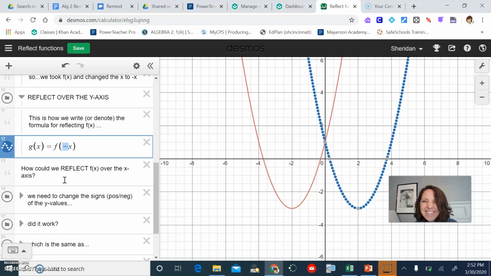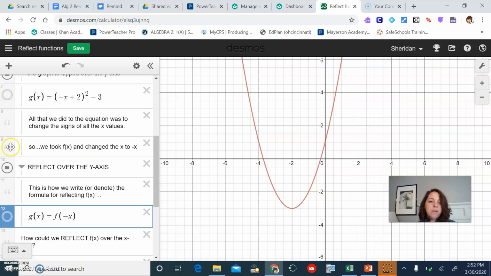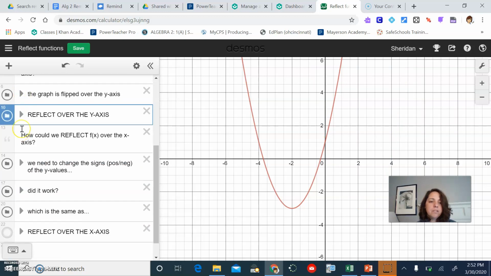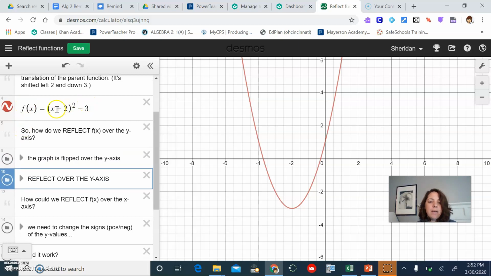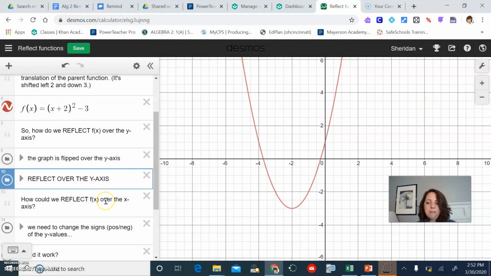Okay, all right, so now let's try another one. What if we don't want to reflect over the x-axis? Let me get rid of these guys. What if I want to go back to that original f of x, this guy up here, and I don't want to flip it over the y-axis. I want to flip it over the x-axis this time.